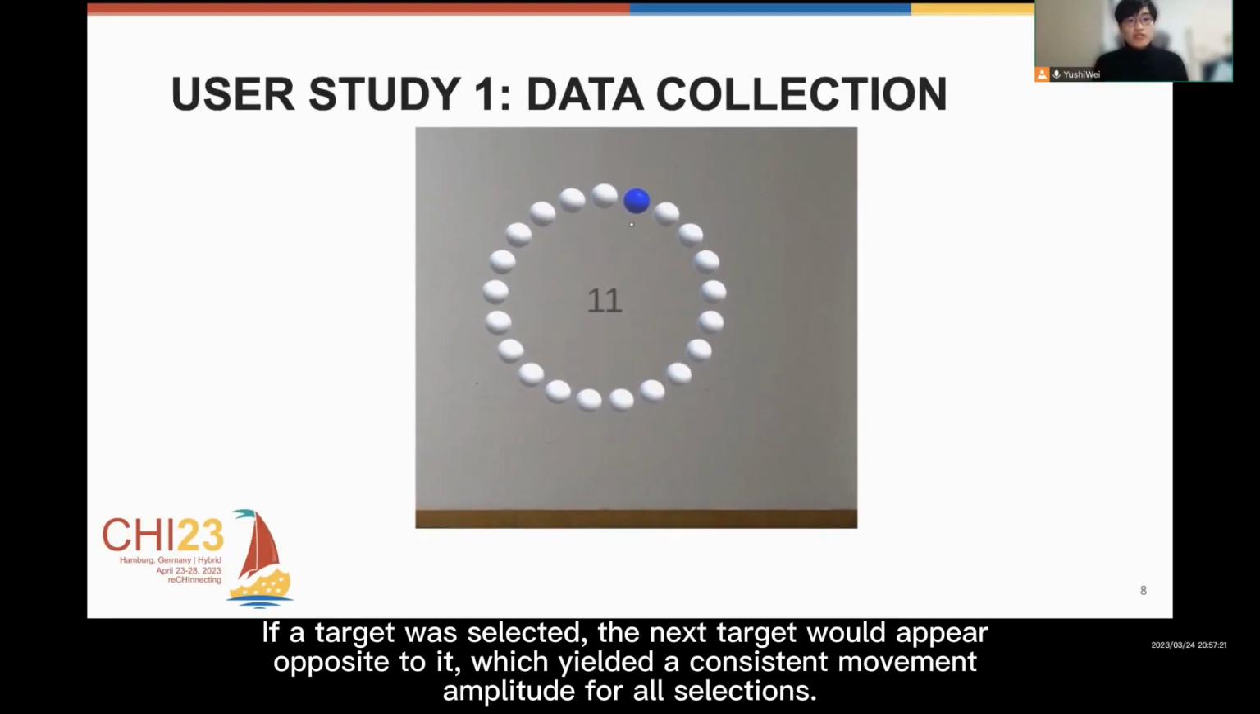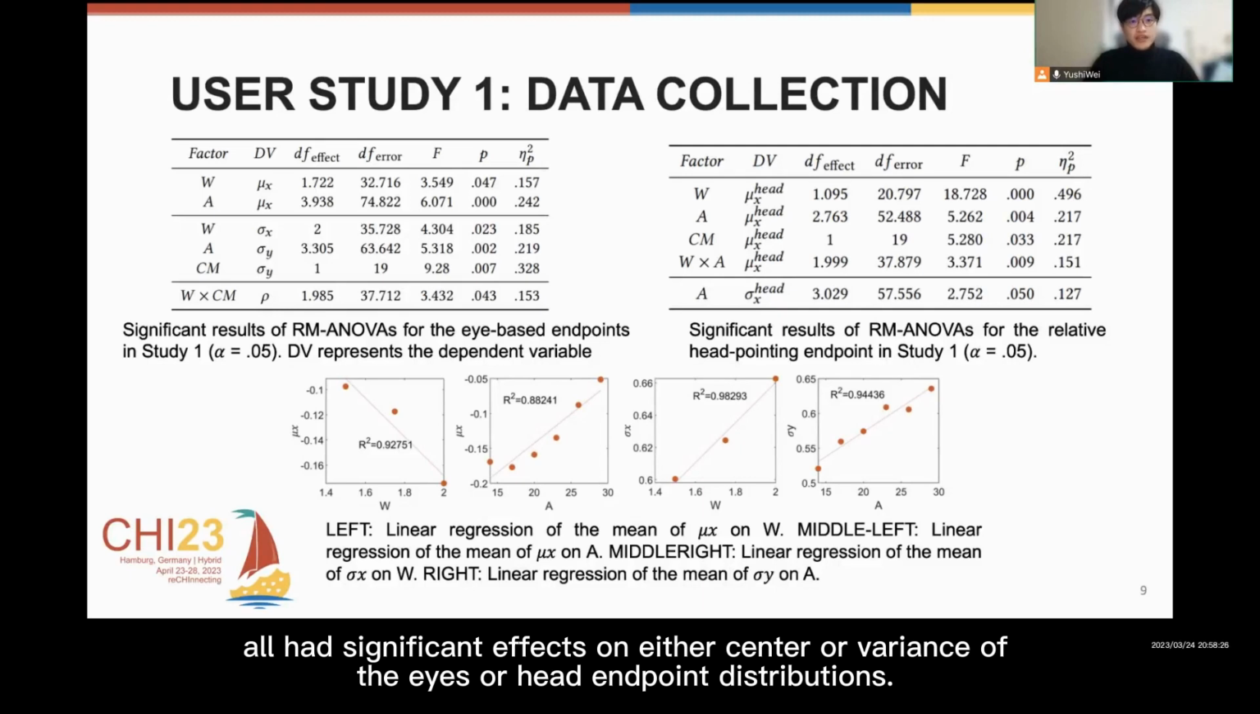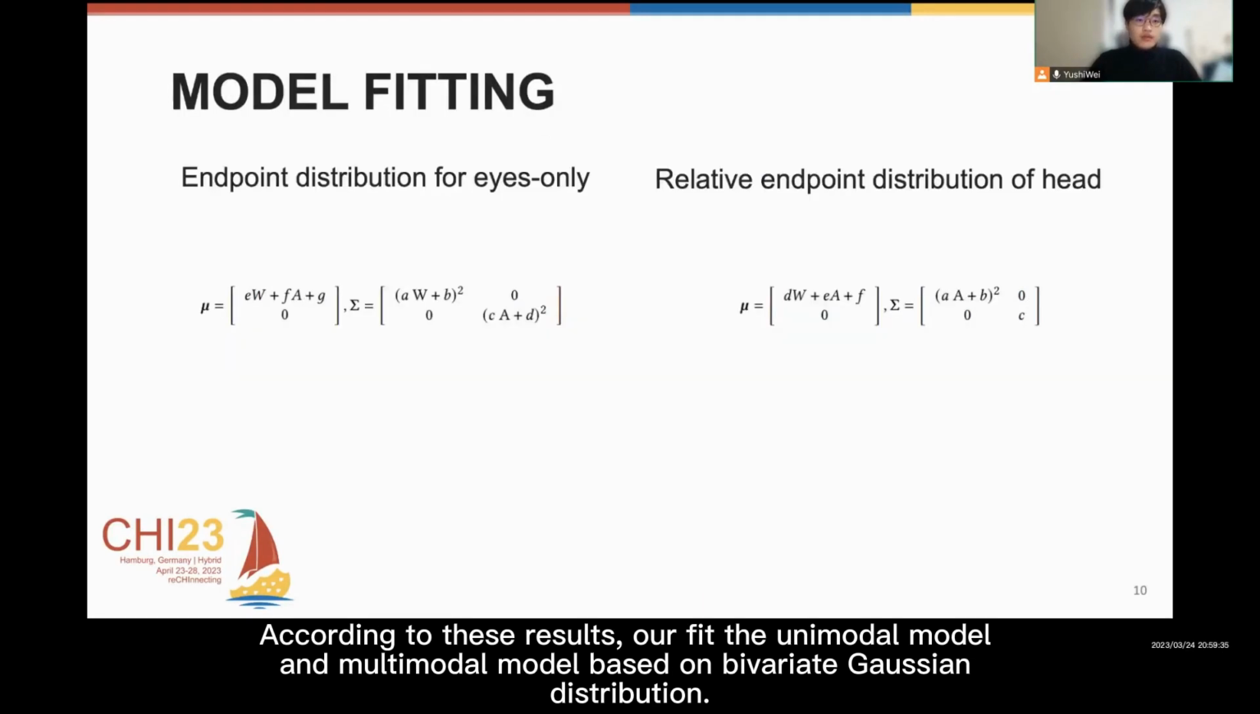If a target was selected, the next target would appear opposite to it, which yields a consistent movement amplitude for all selections. Our results show that the target width W, movement amplitude A, and input confirmation mechanism CM all had significant effects on either centers or variances of the eye or head endpoint distributions. According to these results, we fit the unimodal model and the multimodal model based on the bivariate Gauss distribution.